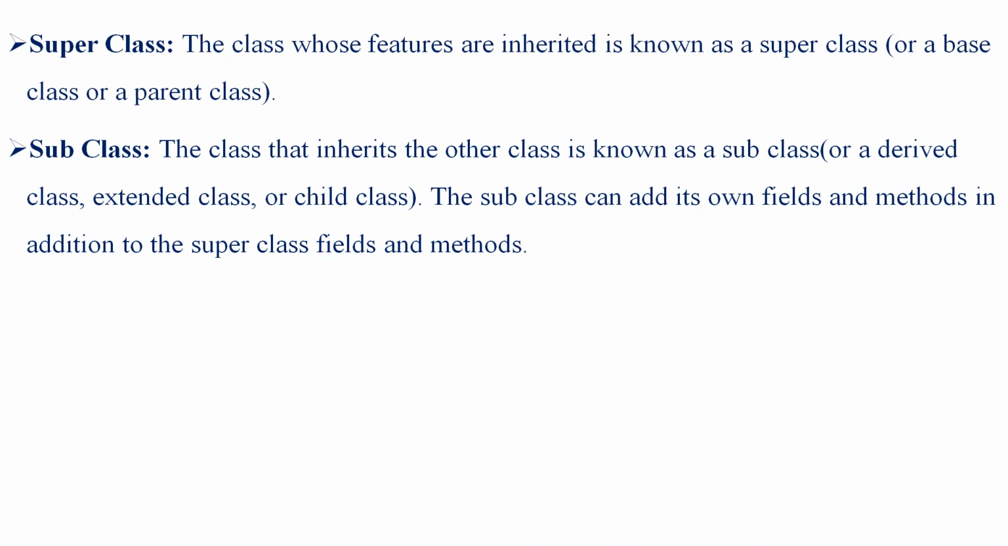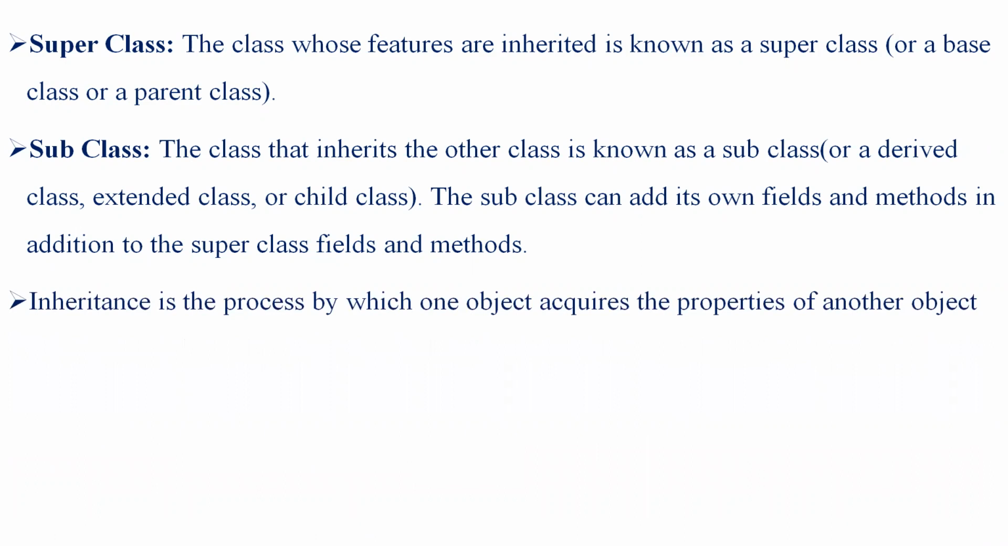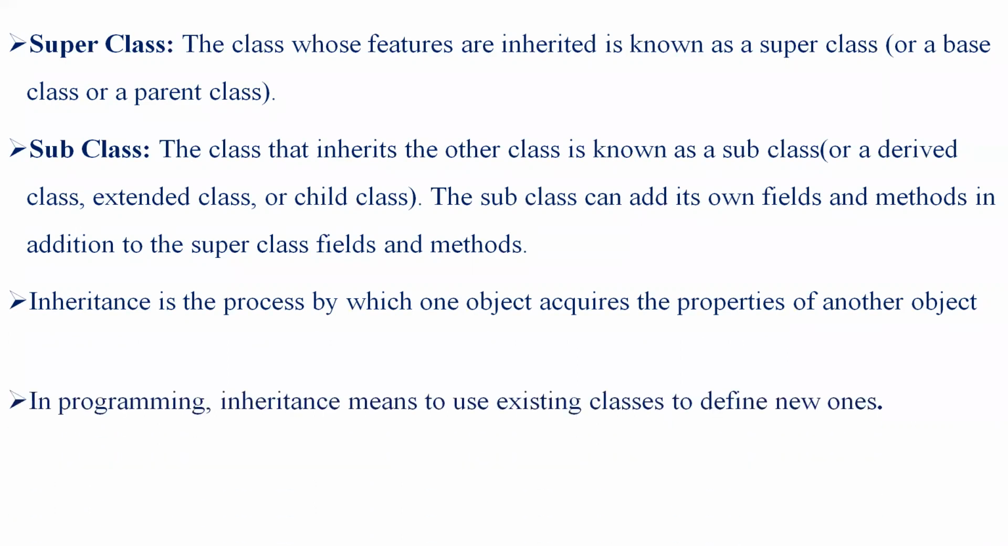A subclass is also called a derived class, an extended class, or in other words, a child class. The subclass can add its own fields and methods in addition to the superclass fields and methods. So in addition to the features of a superclass, the subclass will also add its own features or methods. Inheritance is the process by which one object acquires the properties of another object. As the name suggests, it means inheriting the properties of one object from another object.